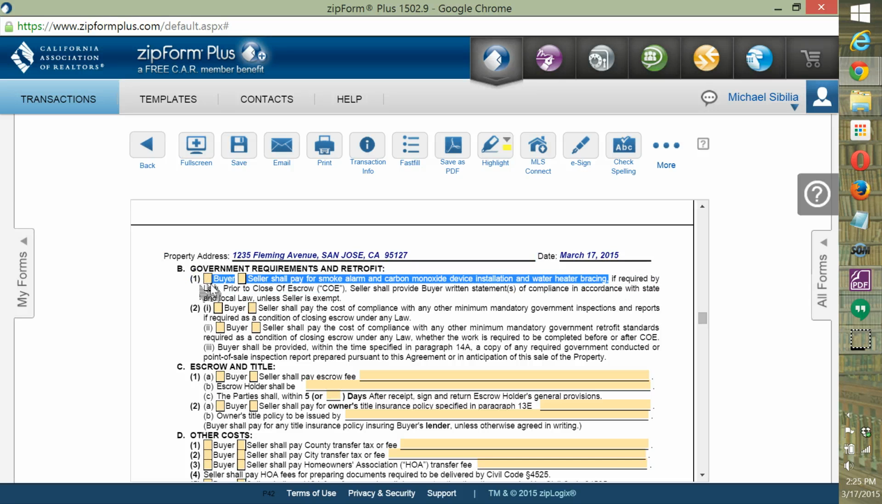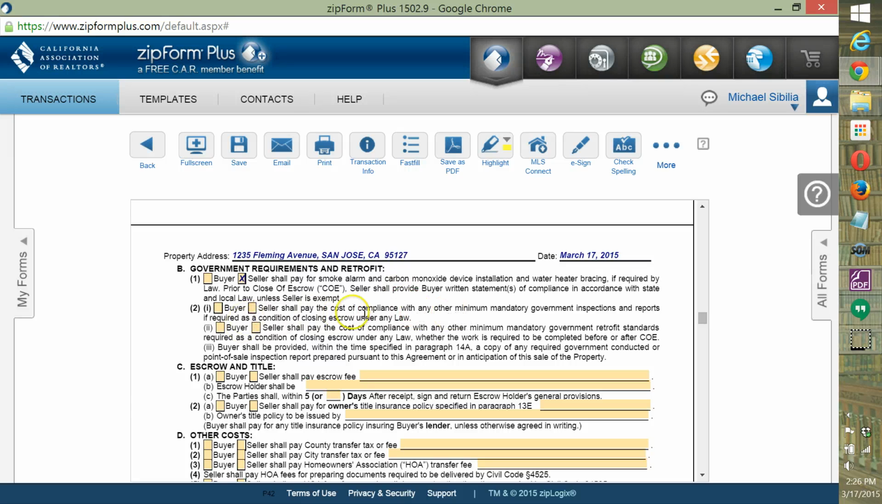If they don't already have it, basically the law says when escrow closes, the water heater has to be braced, and there has to be carbon monoxide and smoke alarms. Is it possible for the buyer to pay for that? Yes. Typically, it's something the seller would do. We're not talking about a lot of money here, one way or the other.